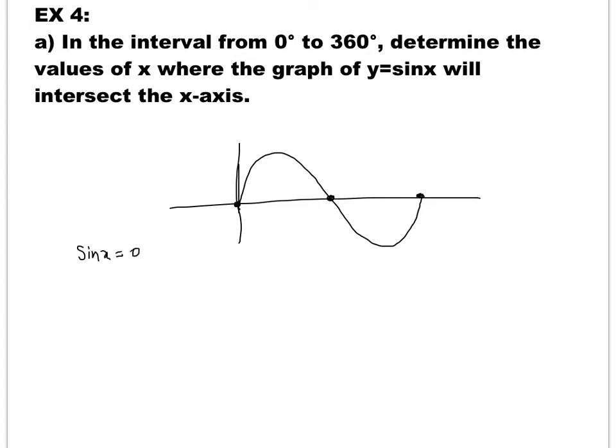From the special angles, we know that when x is equal to 0, sine x is 0. So this is this point. For this point, we know that there is another angle, which is x is equal to 180 degrees, where sine is 0. The next one is this one, which is x is equal to 360 degrees. So the three angles that make y equal sine x equal to 0, or cross the x-axis, are 0, 180, and 360 degrees.